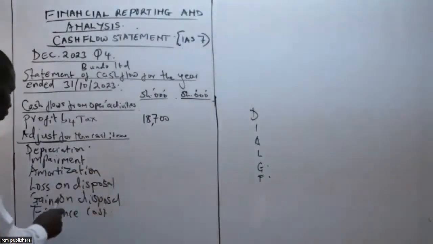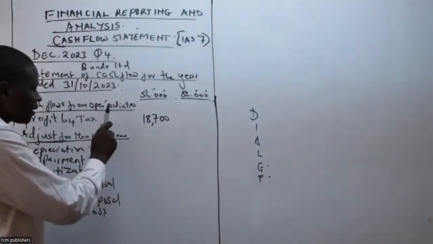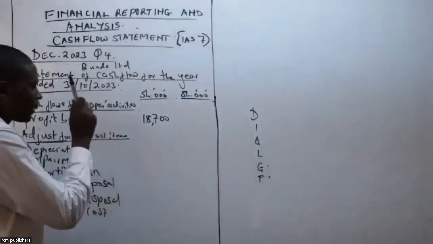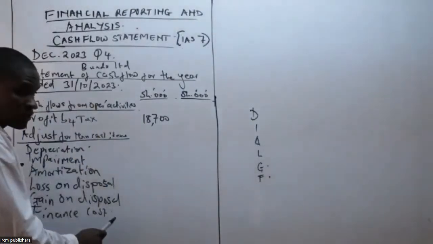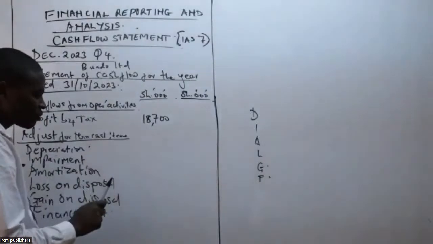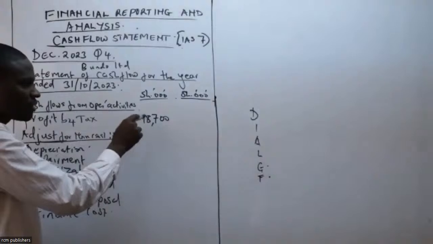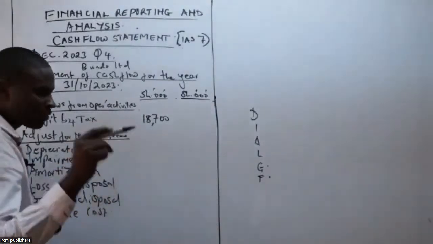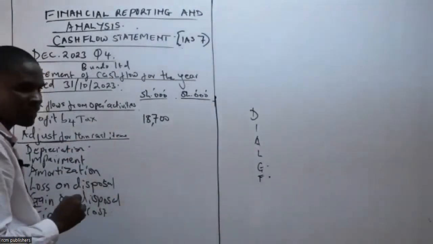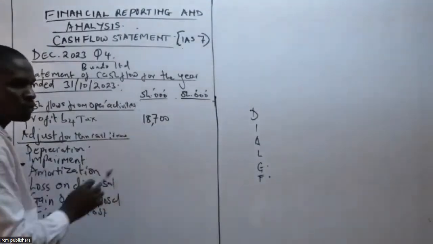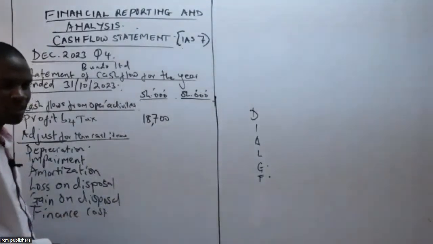Good. Now, can you check here? I can see above my profit before tax, I have finance cost. And what happened to the finance cost? Finance cost was subtracted for us to arrive at this profit before tax. How much is our finance cost? We now want to adjust these profits for the non-cash items.